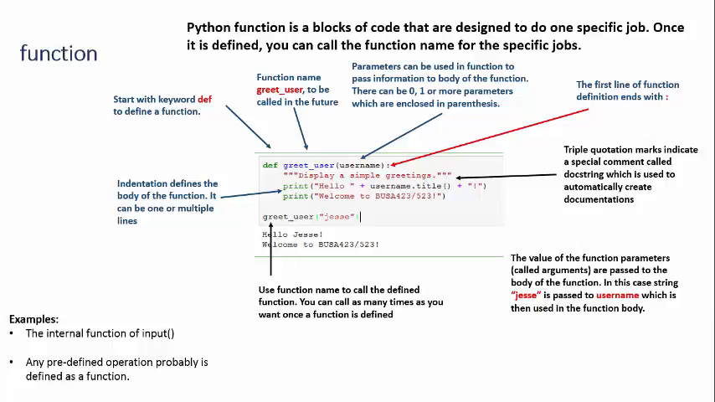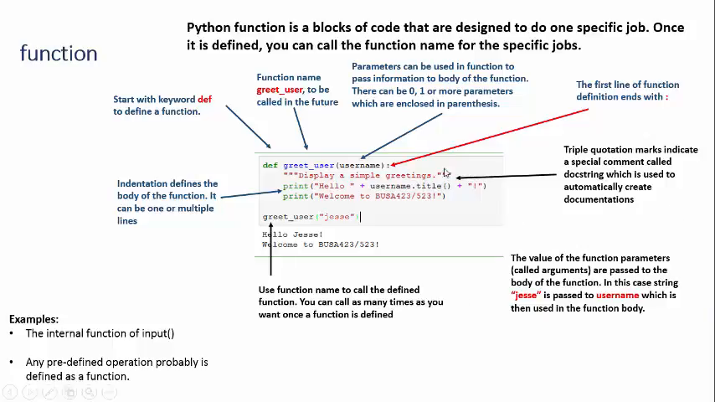And anything can be a particular function. For example, we have the internal function of input. Even though we do not know how Python makes it happen, the input function is going to take whatever you put into the text box and return that value to your main program. Any predefined operation is probably defined as a function, and it can be defined as a function. So the function is so important, but defining a function is actually relatively simple.